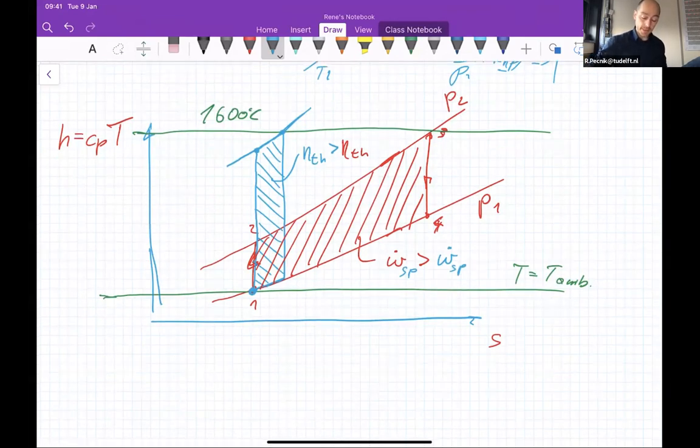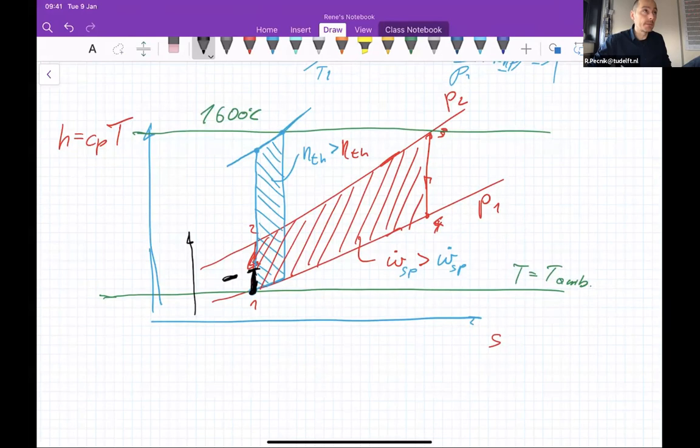When is this area the largest? For example, I can draw another cycle with a very low pressure ratio. Let's do it in black here. This cycle has a very low pressure ratio. So I go from pressure one to pressure two here. This is P2. Of course, the pressure lines are increasing up there, right?